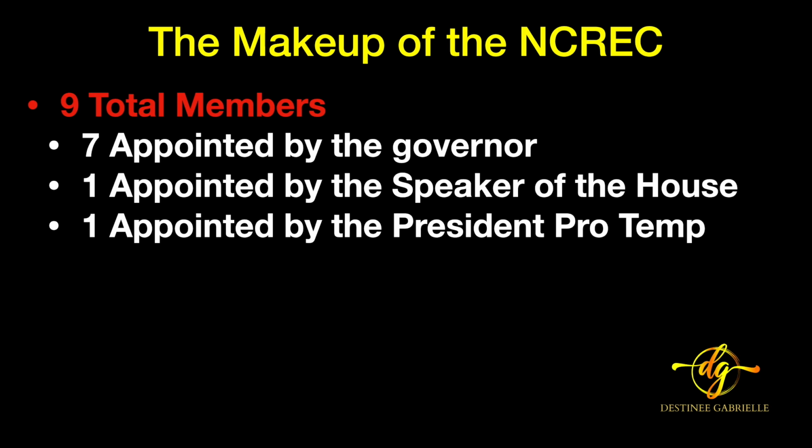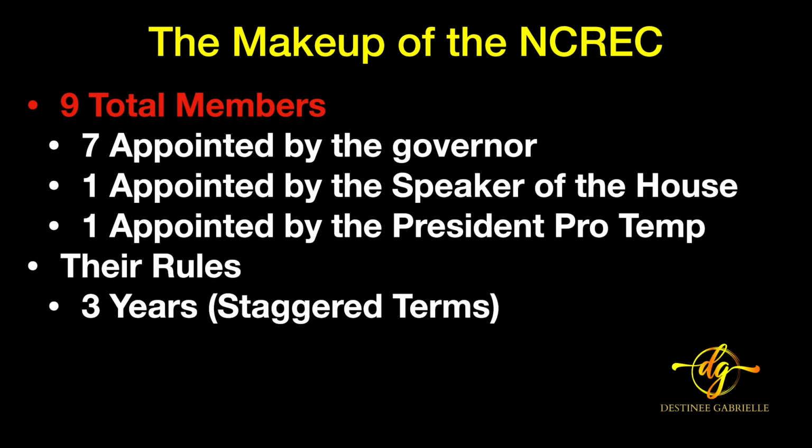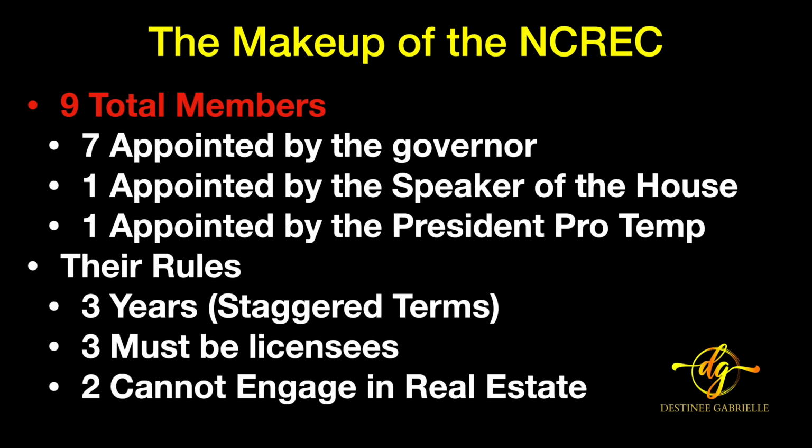So just some little bit of extra stuff that also I came across was the rules of how they are there. So there are 3-year terms, staggered terms, meaning all 9 don't come out at the same time. They're staggered between the 9. 3 of them have to be licensees, and 2 cannot engage in real estate at all. Because you know that the whole purpose of the North Carolina Real Estate Commission is to protect the public. So we have to have people that are actually there for the public, to give us the public's eye or vision.